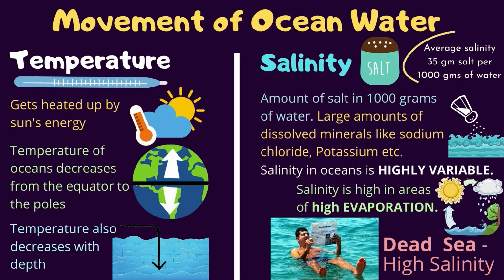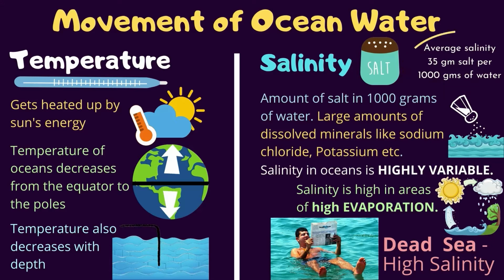And what is causing the salinity of ocean water? It's large amounts of dissolved minerals like sodium chloride, potassium, etc. Salinity in oceans is highly variable. Different oceans, different salinity. Salinity is also high in places where the evaporation is high. So salinity of ocean water is high where the evaporation is high.